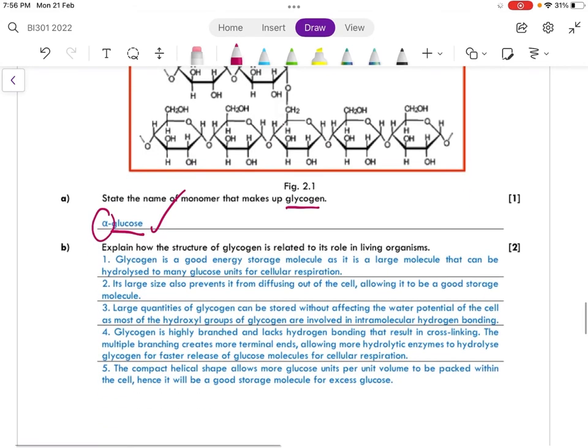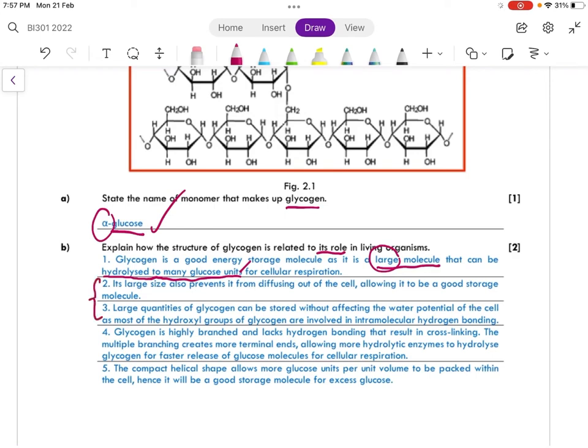So it asks you to explain the structure of glycogen and how it's related to its role in living organisms. First point, glycogen is a good energy storage molecule, as it is a large molecule that can be hydrolyzed into many glucose units for cellular respiration. So this one brings across the idea that you can store a lot of glucose units per glycogen molecule. And that's what makes it so large. Okay, and this is good. If I can store a lot of glucose, it is good as a storage molecule.